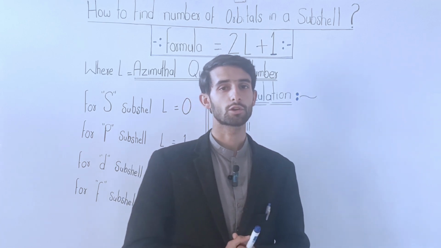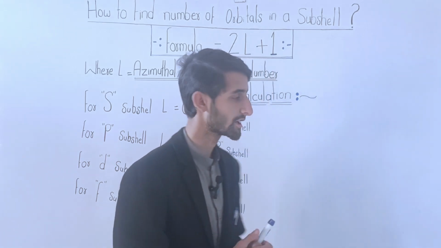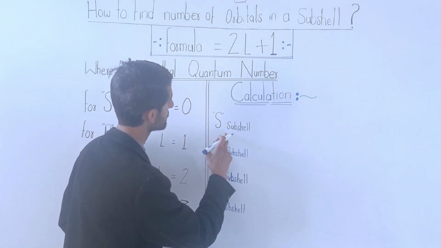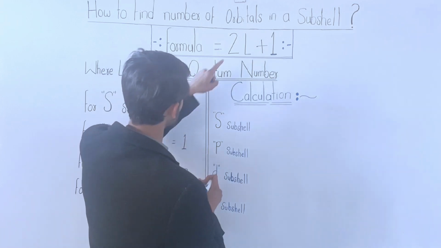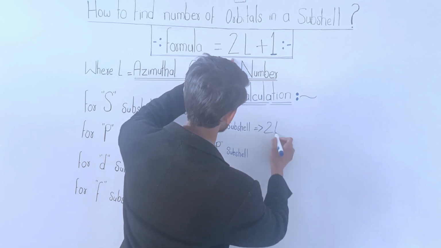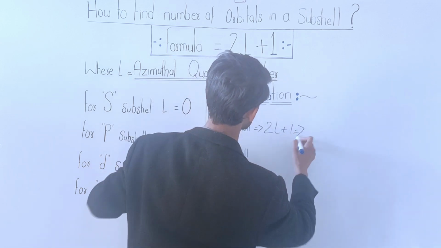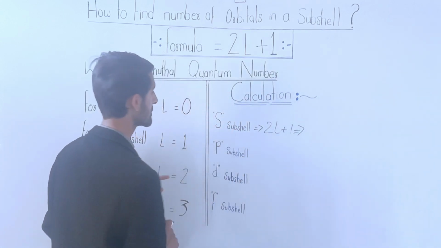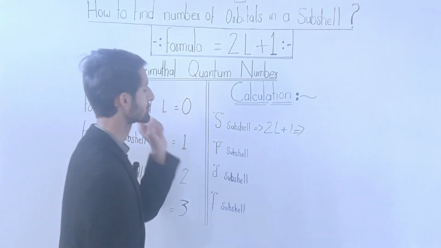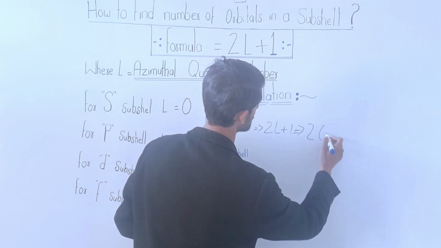Now we will numerically calculate how many orbitals are present in each subshell. So first we will calculate it for S subshell, and write first this formula, 2l plus 1. Now substitute the value of S subshell in this formula. So for S subshell, the azimuthal quantum number value is 0. So write 0 in place of L.